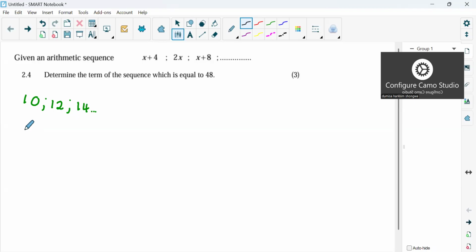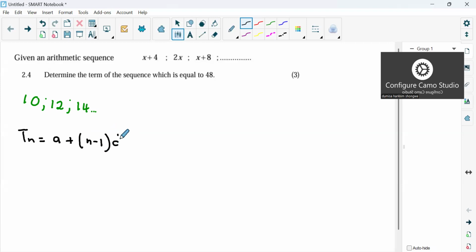Remember, we're going to use the general term of an arithmetic pattern, just like what we did on 2.3. So we're going to say that Tn is equal to a plus, open bracket, n minus 1, close bracket, multiplied by d.